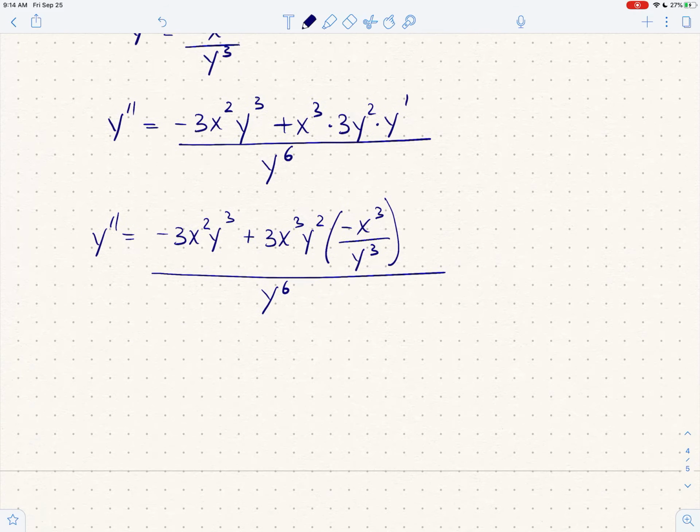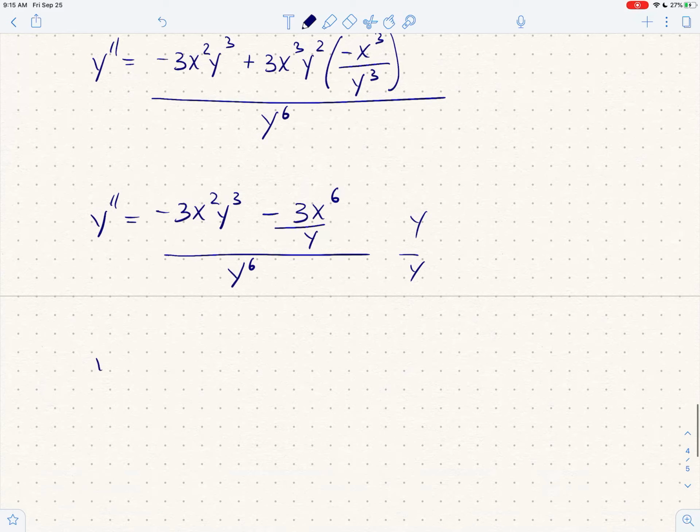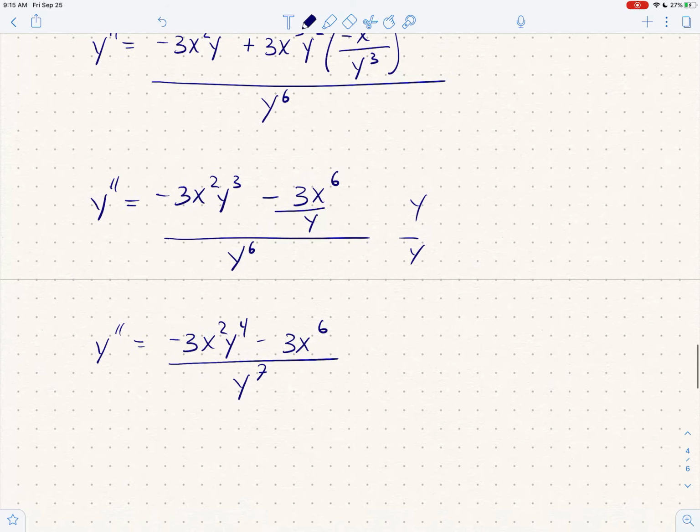And so now I'm going to write this as y double prime equals, okay, here we go, negative 3x squared y cubed. Then what are we going to get here? We're going to get a minus 3x to the 6th all over y. There's this extra y downstairs. That's too bad. I don't like that, so I'm going to multiply top and bottom times a y. And so I'm going to get y double prime is negative 3x squared y to the 4th minus 3x to the 6th all over y to the 7th.